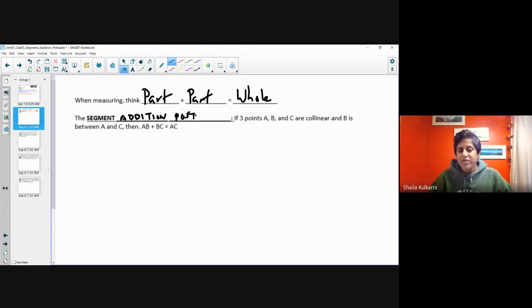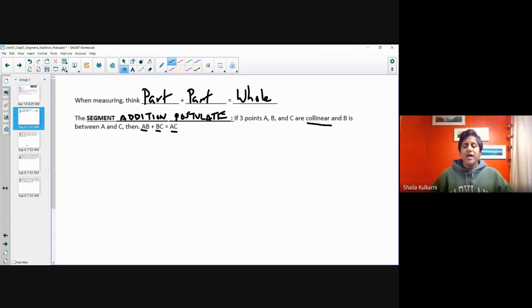As we go forward with the vocabulary, you notice that we have things like vertical angles and linear pair and rays and angles and planes, but then we have things like the perpendicular bisector theorem, which tells us certain things, or the segment addition postulate, which tells us if 3 points A, B, and C are collinear in the same line, and B is between A and C, then AB plus BC equals AC. That makes sense. A part plus a part equals a whole. So let's just do 3 quick examples.